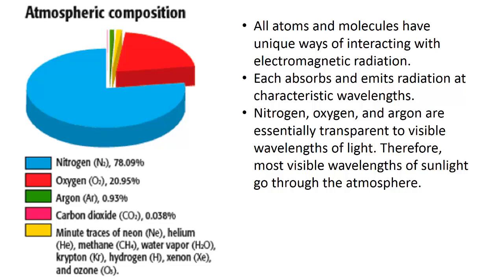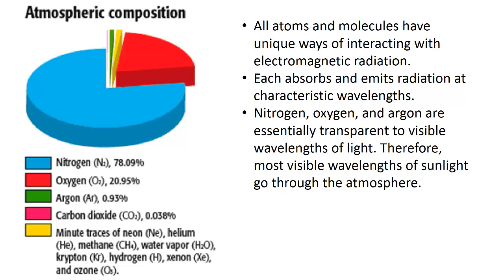When we consider all atoms and molecules, each of them has a unique way of interacting with electromagnetic radiation. Each atom or molecule absorbs and emits radiation at characteristic wavelengths. You can think about these as fingerprints. Each person has their own unique set of fingerprints, and the same is true for which wavelengths of light may be emitted or absorbed by a given element or molecule.